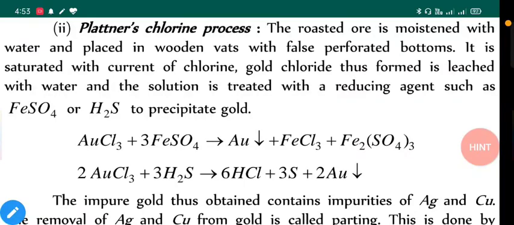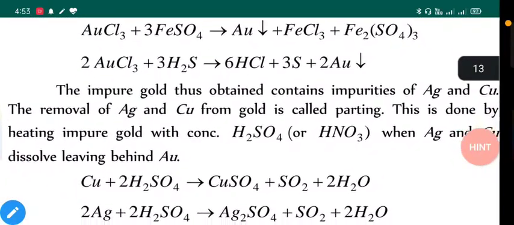First AuCl3 is formed, then it reacts with FeSO4, in which Fe, being more reactive, gets oxidized and gold is reduced. So you get Au in solid form, FeCl3 and Fe2(SO4)3. That means we have ferric chloride and ferric sulfate. Now AuCl3 with H2S gives 6HCl, 3S and 2 moles of Au. Again it behaves as a reducing agent for our gold compound.